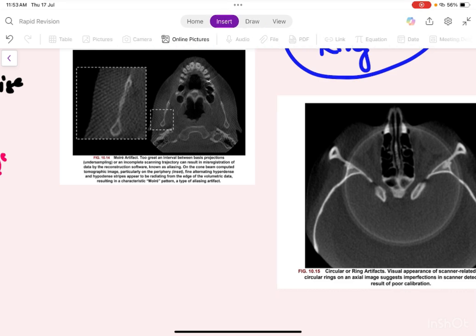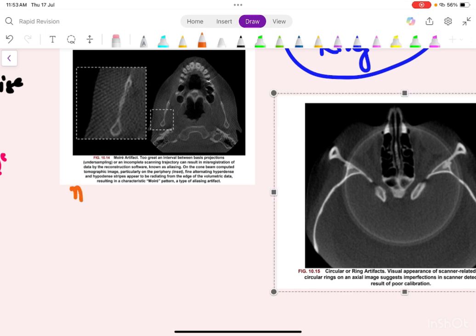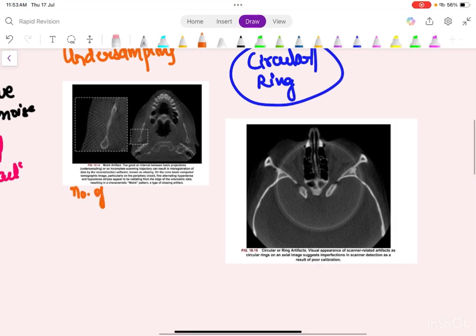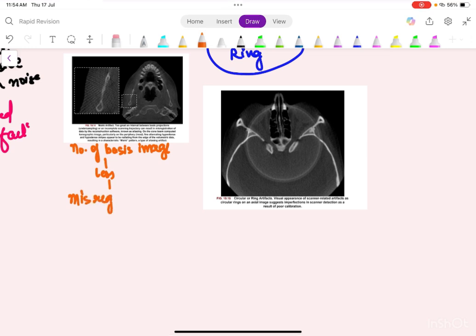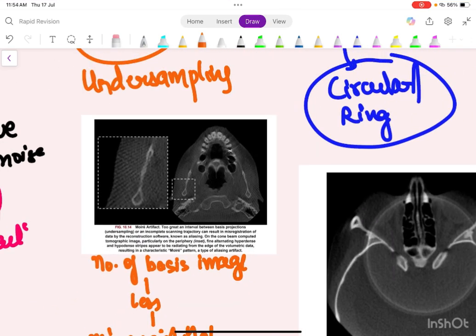The number of basis images, the 2D forms that I told you about, is less. This leads to misregistration of data, which is called aliasing. Now look at the picture. In this picture, you can see there are hypodense and hyperdense lines. Can you observe? One is radiopaque, then it's radiolucent, and so there is an undersampling that occurs.